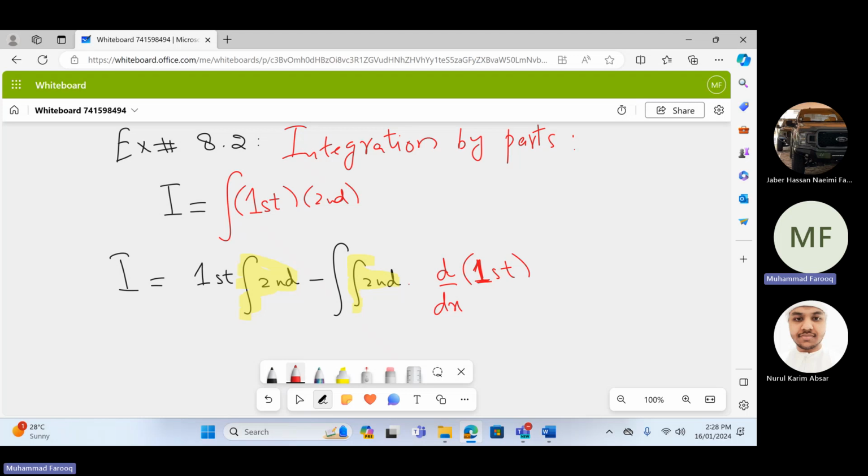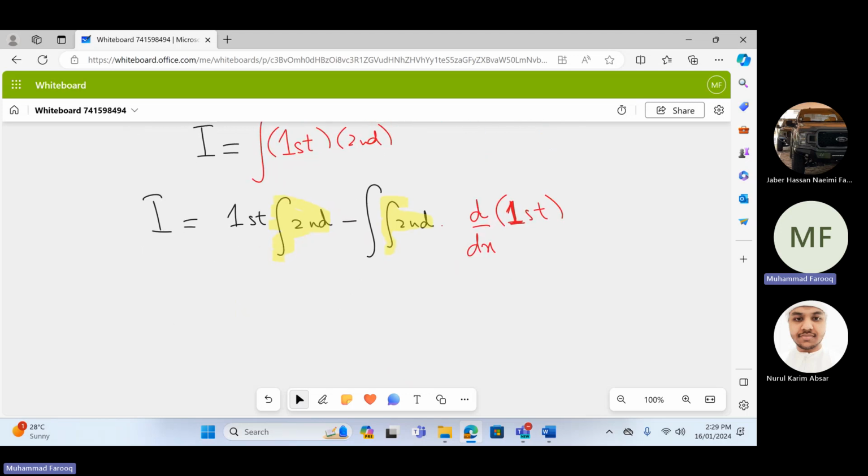Is there a rule that tells you which one to use? Yes, I will share it with you. Generally, we take as the second function the one whose integration is possible or easy to calculate, because look at the formula: we need the integration of the second function. That's fine. And there is a shortcut technique; it's not any formula of math.